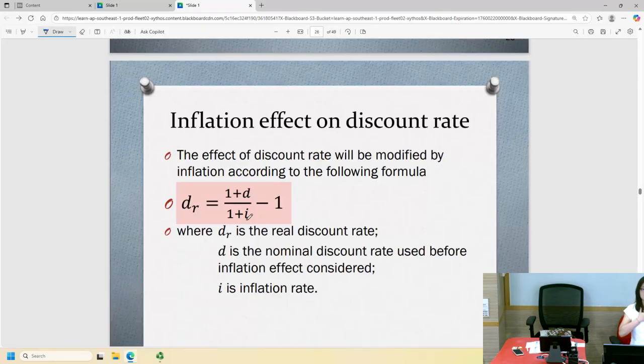Like for me, I put the money in the bank and my discount rate is just like the interest rate. Then this D maybe 0.0001. And then there is inflation, the inflation maybe 1%. So when you put this value into the equation, then you get the real discount rate.